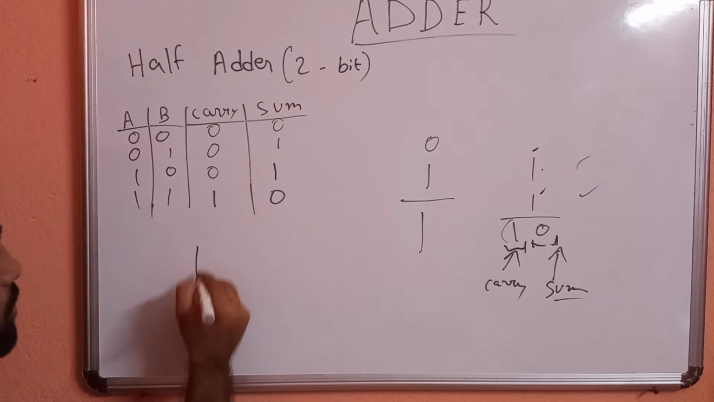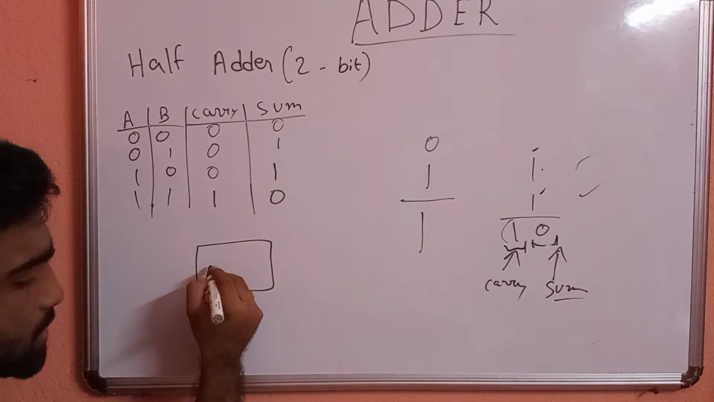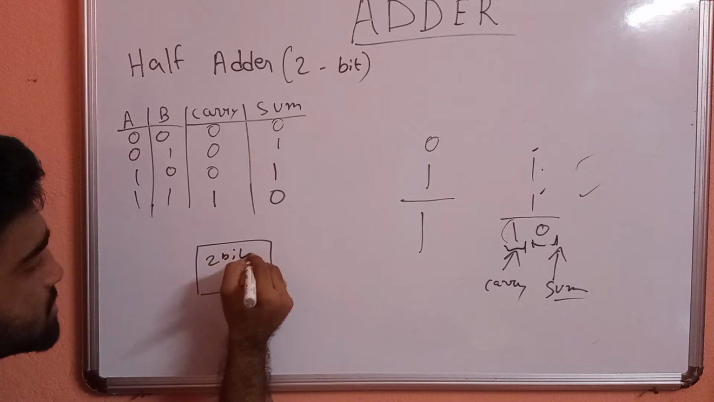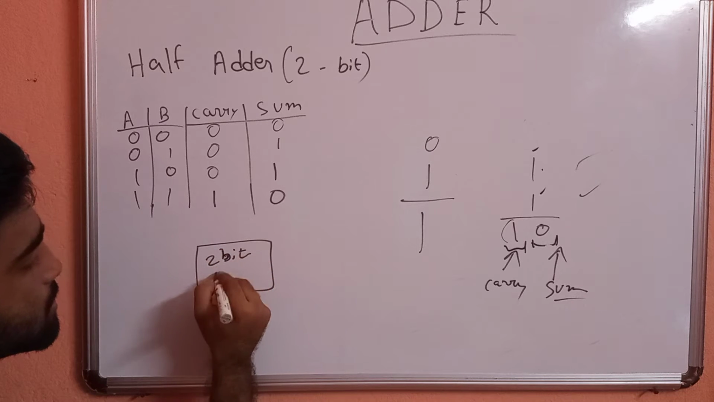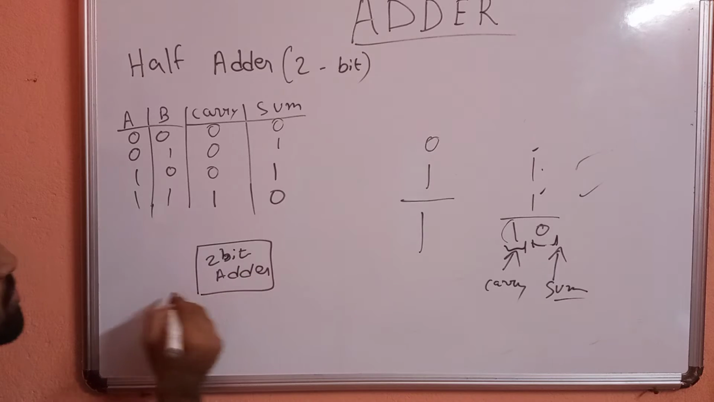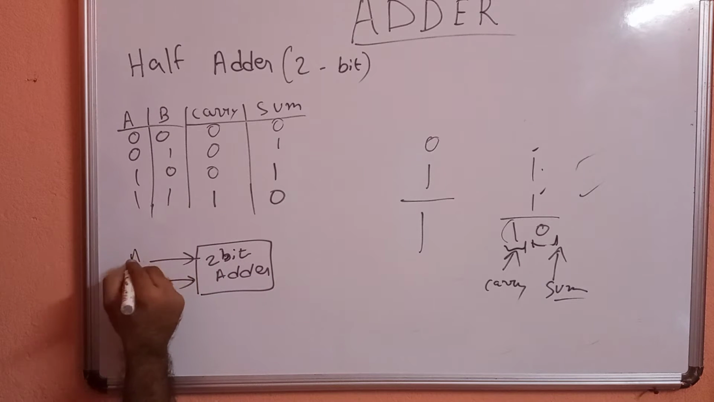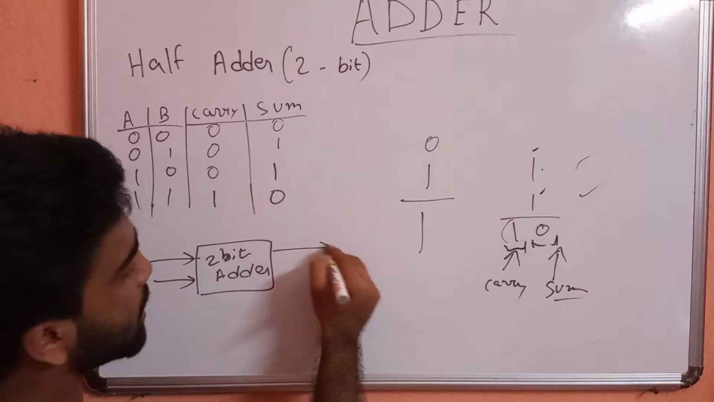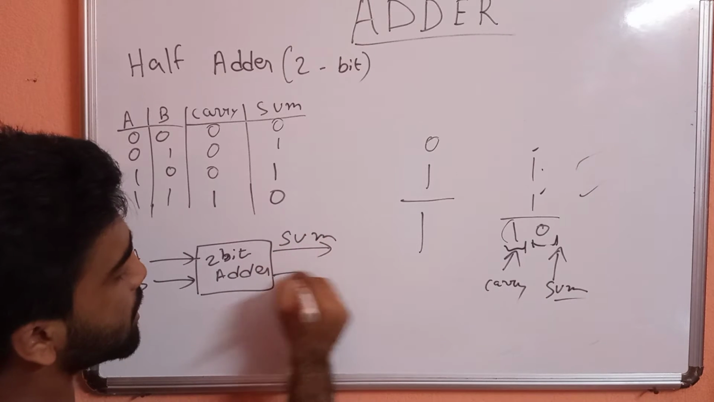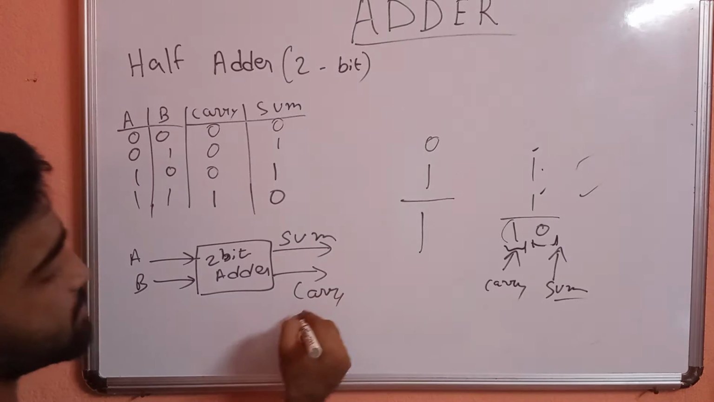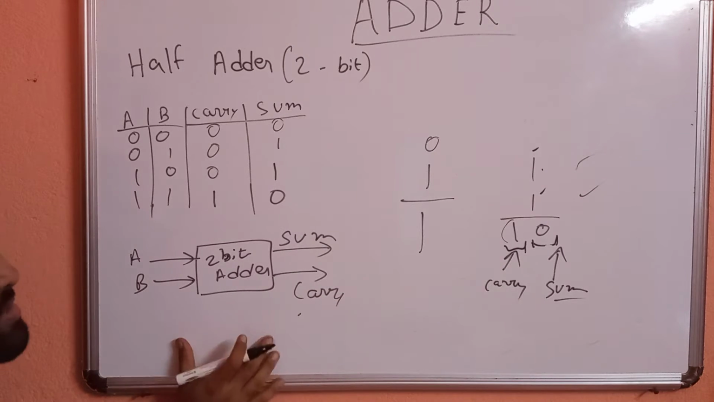Now the block diagram. What will be the block diagram? This is the 2-bit adder. What are the inputs? We are giving inputs A and B. And what are the outputs? Sum is the output and carry is the output. This is my block diagram.